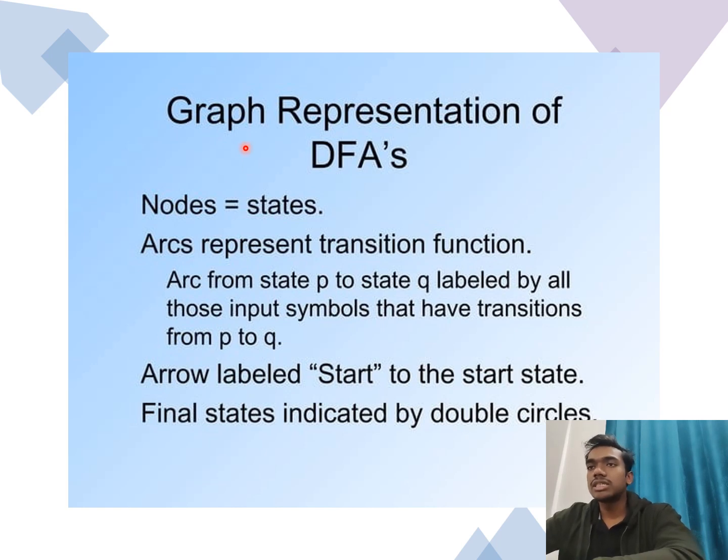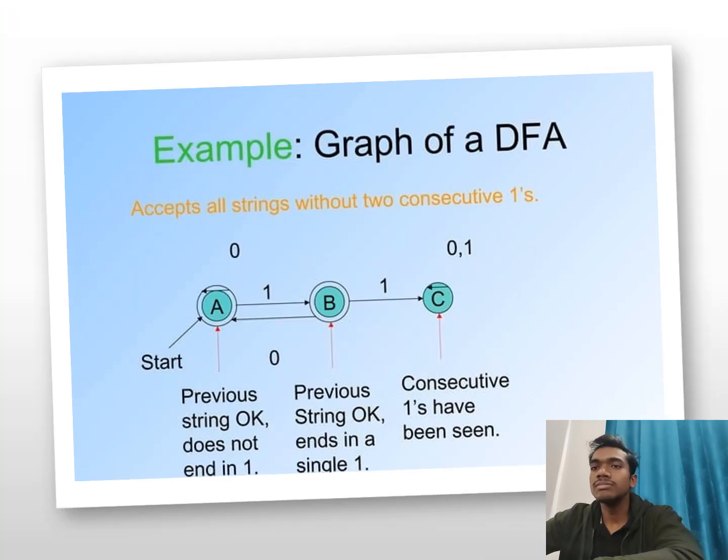So graph representation of DFA. Basically it's nodes, which are equal to states. Arcs represent the transition function. An arc from state P to Q is labeled by all those input symbols that cause a transition from P to Q. An arrow labeled start points to the start state, and final states are indicated by double circles. So this is the basic way to represent a DFA. Basically final states have a double circle and an arrow labeled start points to the start state.